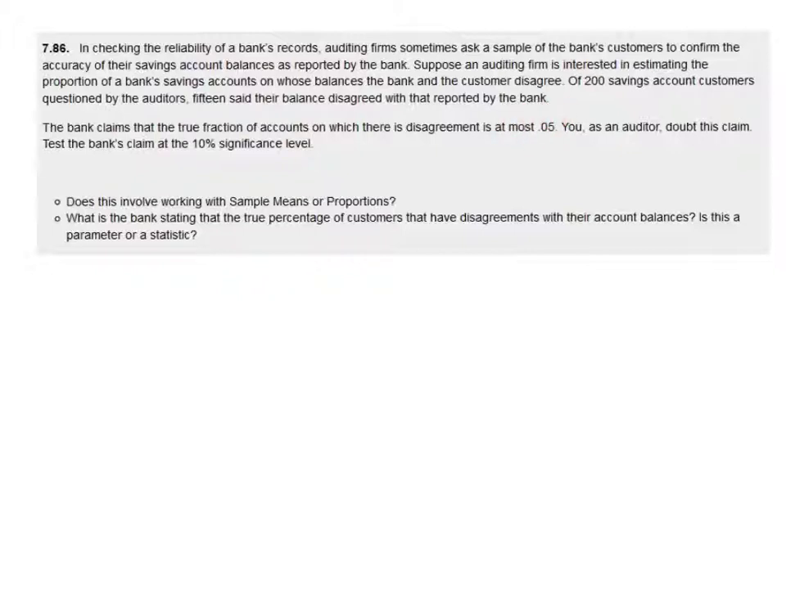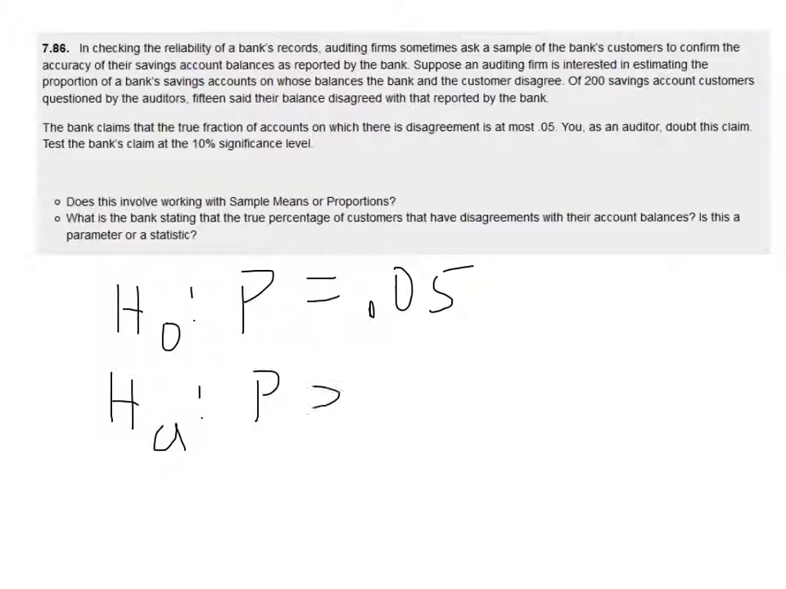So if the bank is correct, the null hypothesis is that the proportion of accounts is equal to 5%, or 0.05, or less, but as long as the cap is 5%, we're okay. And then what you're trying to prove as an auditor is that actually a higher percentage of customers disagree. So that's the two hypotheses, and now we're going to find out where we're at here with a sample.